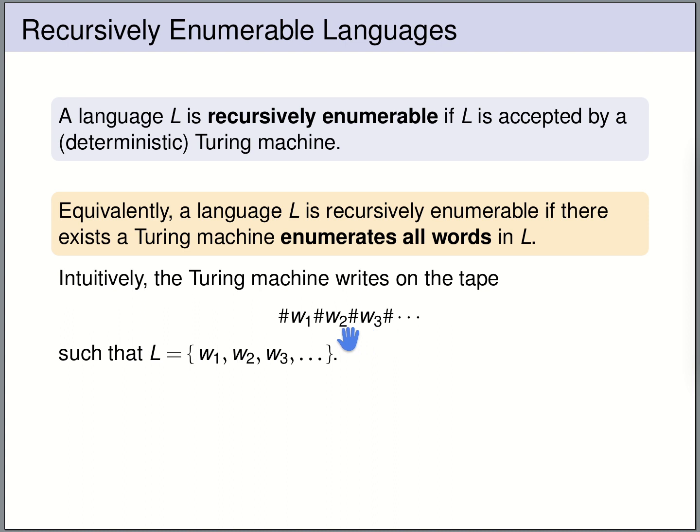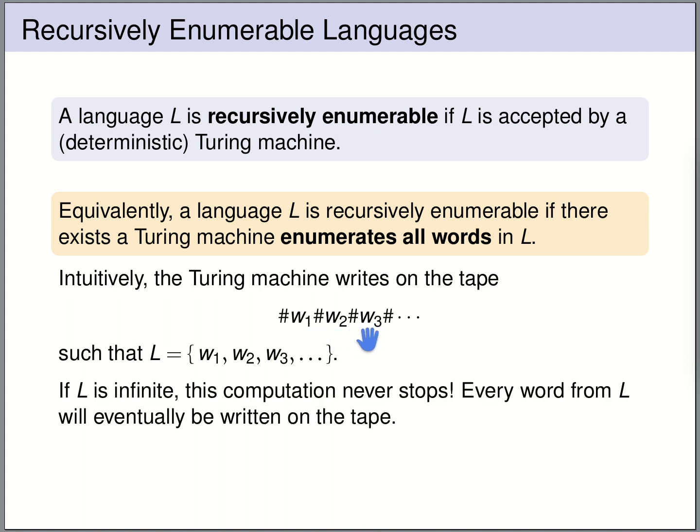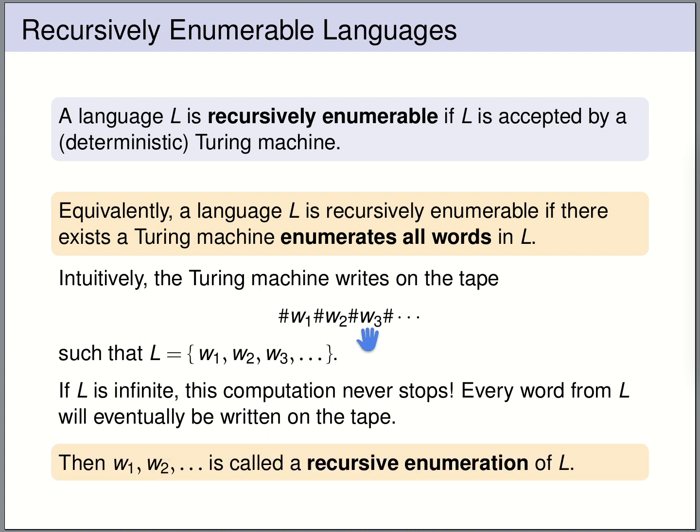Now, if we have a Turing machine that writes all these words behind each other on the tape, then we call this sequence W1, W2, W3 a recursive enumeration of the language L. If this language L is infinite, then clearly the computation will take forever. We have to write infinitely many words on the tape, so the computation will never stop. These two definitions of recursively enumerable languages are equivalent.